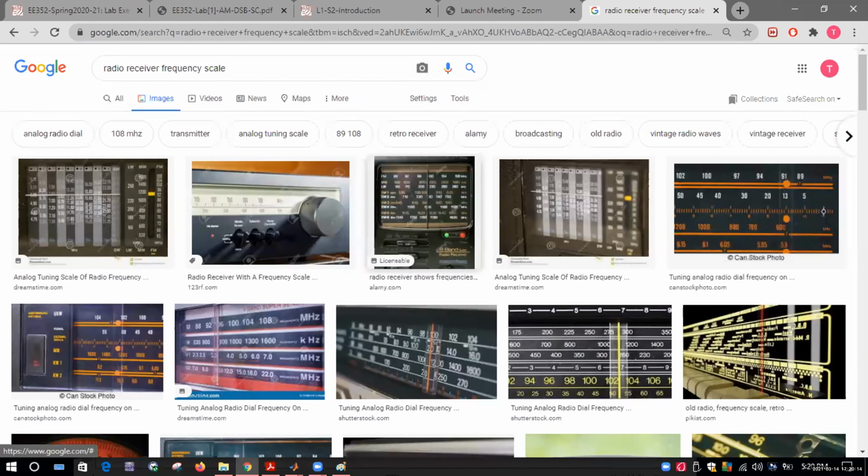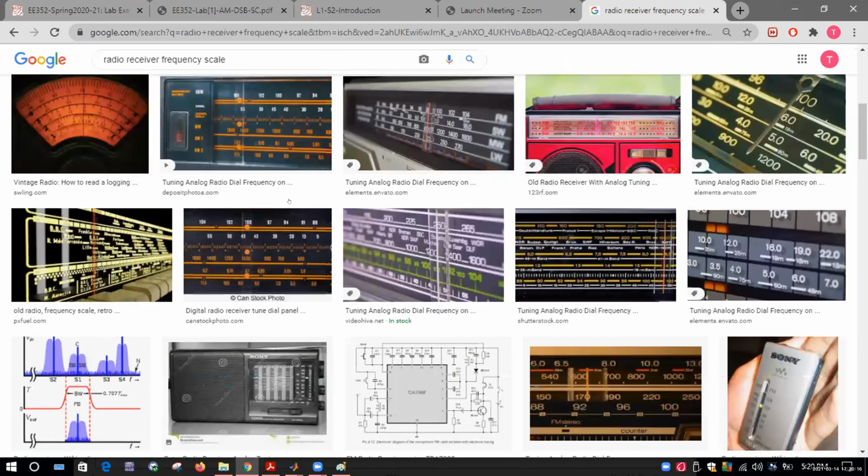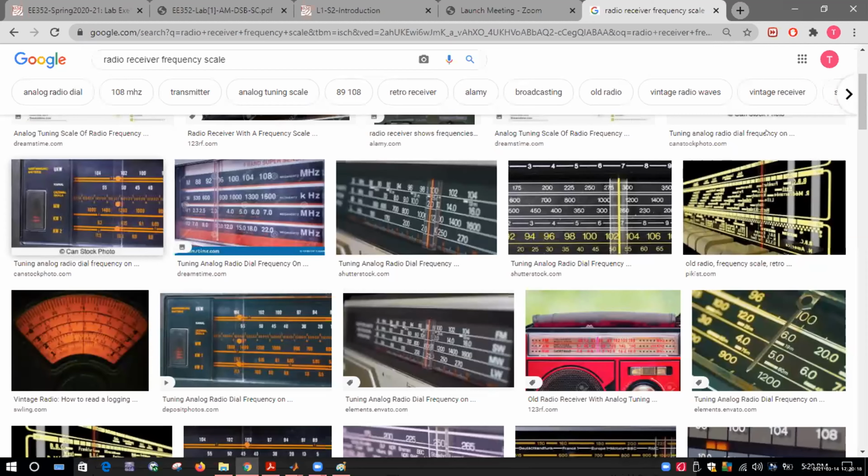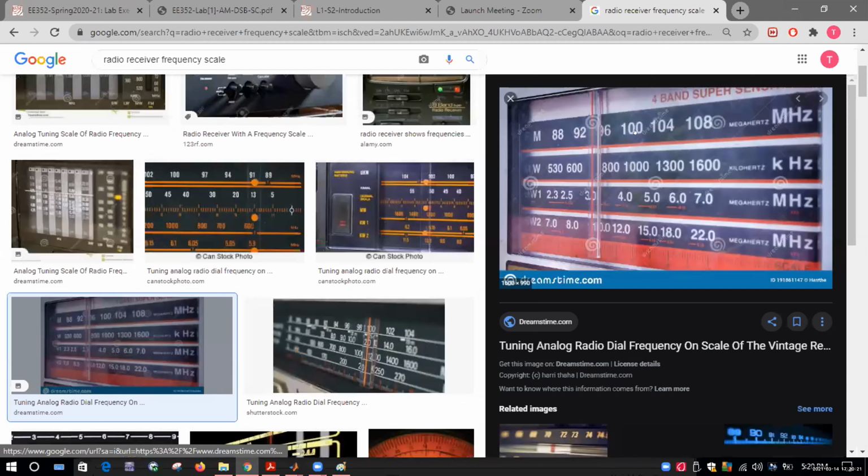Let's take this one, for example. You see here it's written 88 megahertz, 92, 96, 100, 104, 108. This is the megahertz range. Similarly, we have the kilohertz range. This is medium wave, short wave, FM, right? All these are frequencies, and these are basically the radio frequencies that you receive on the radio.